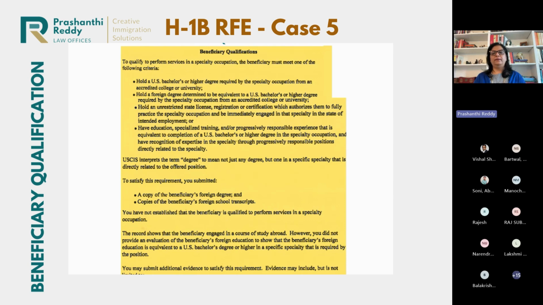Another kind of common RFE that we get is about beneficiary qualifications. As I was mentioning earlier when we were talking about specialty occupation, when the person has a foreign degree, they want either a copy of the US degree, or if it's a foreign degree, they want the second bullet point: hold a foreign degree determined to be equivalent to a US bachelor's degree required by the specialty occupation from an accredited college or university. So they want an evaluation showing that the person has the equivalent of a US degree and that the degree is related to the job that they're going to be working in.